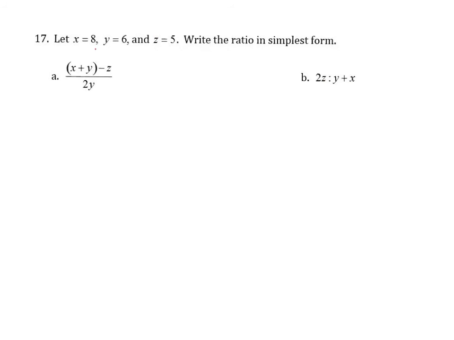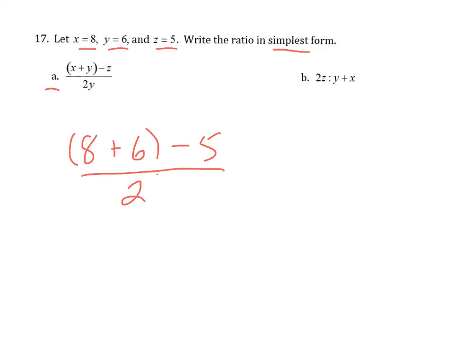For the next 2 problems, you're just plugging in the values that they give you and just simplifying it as best you can. So for example, for a, I'm just going to replace x with 8. I'm going to replace y with 6. I'm going to replace z with 5. And it's all over 2 times y.